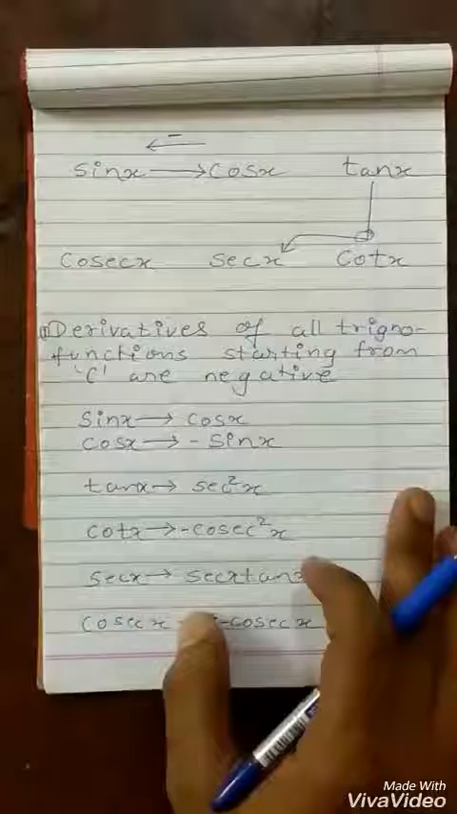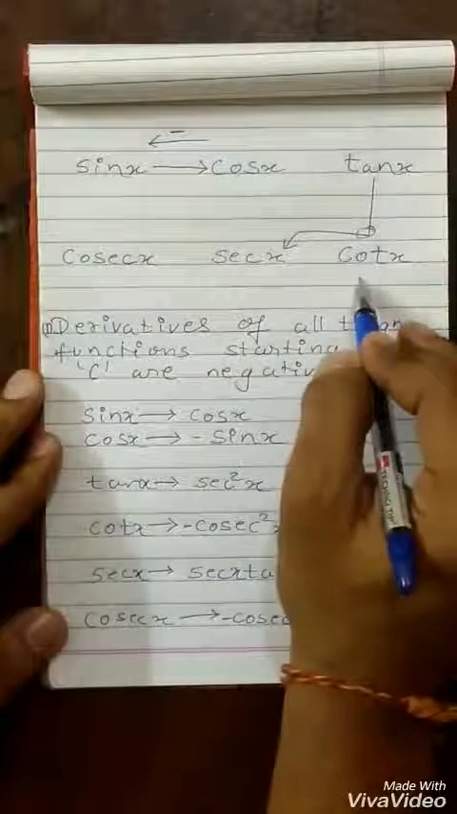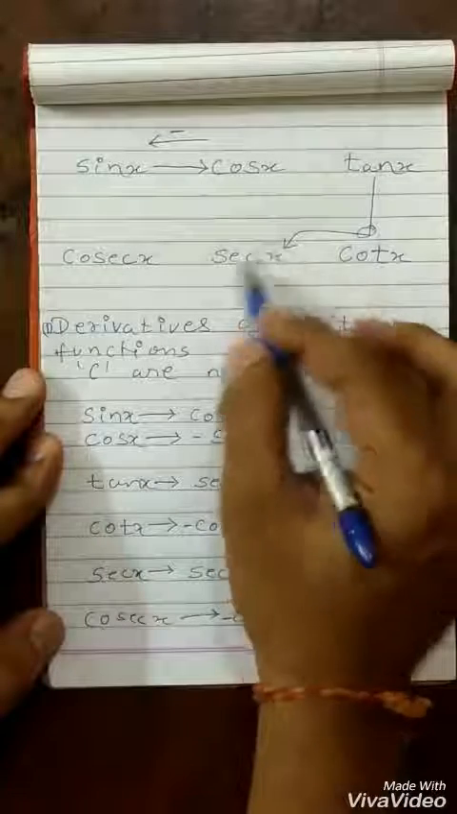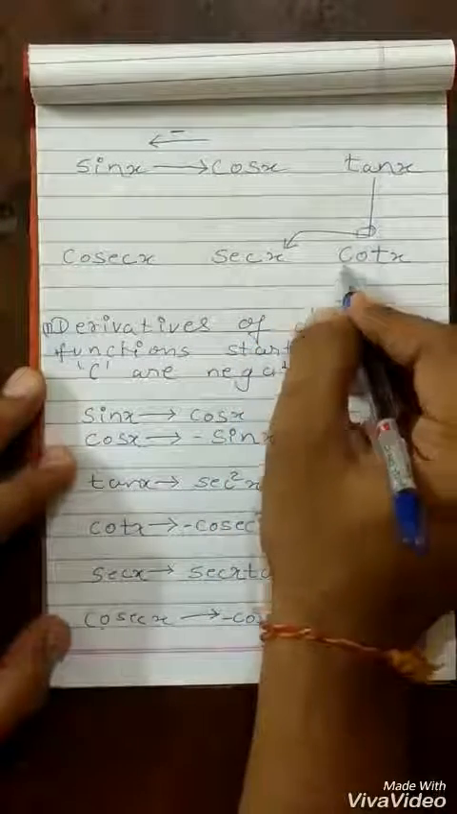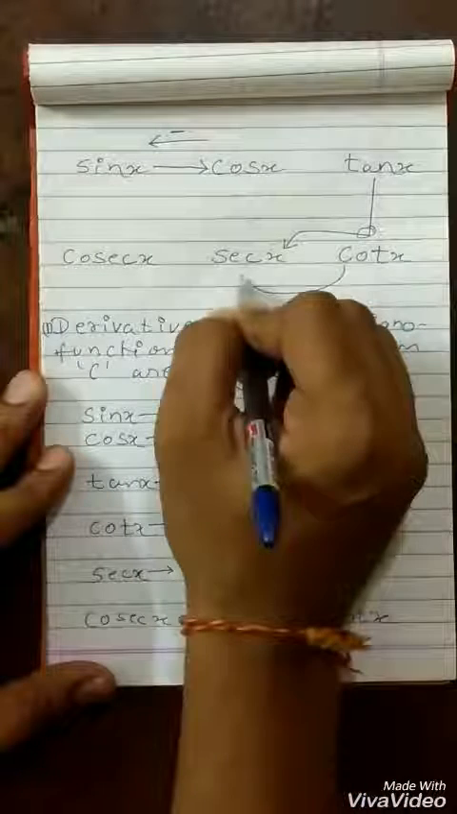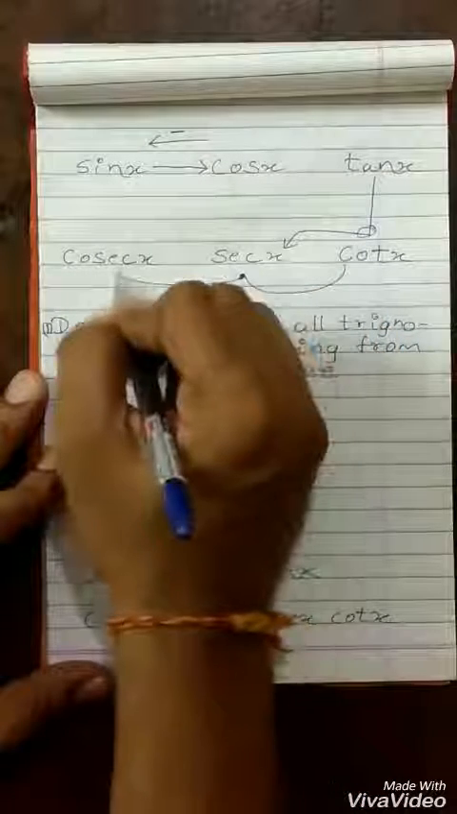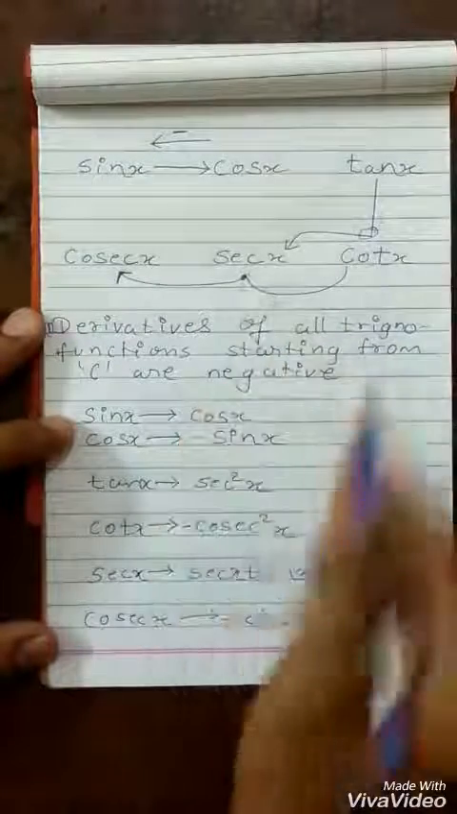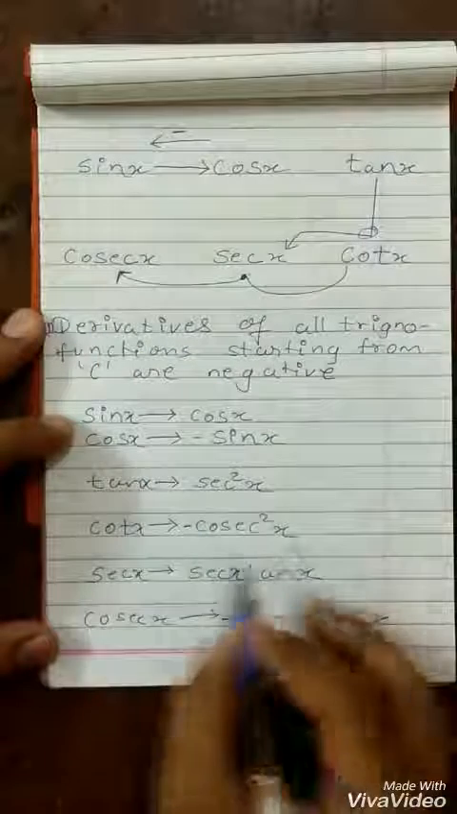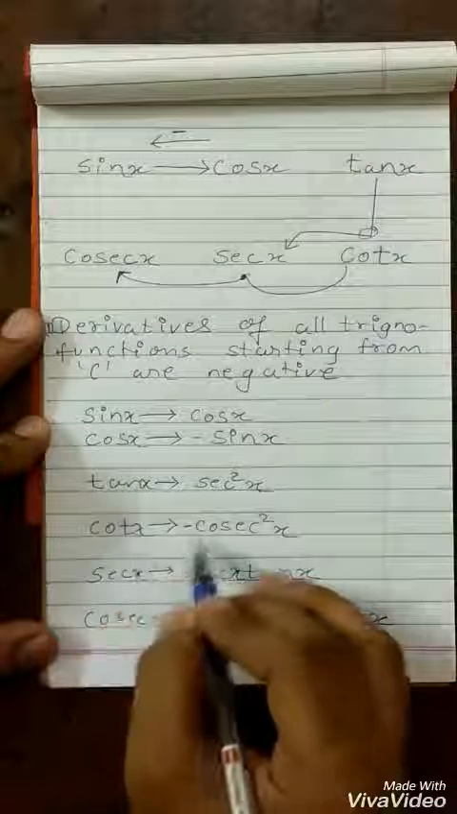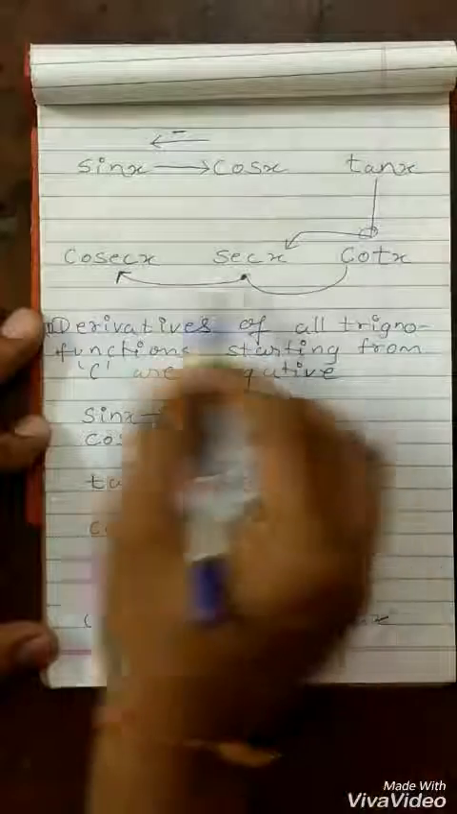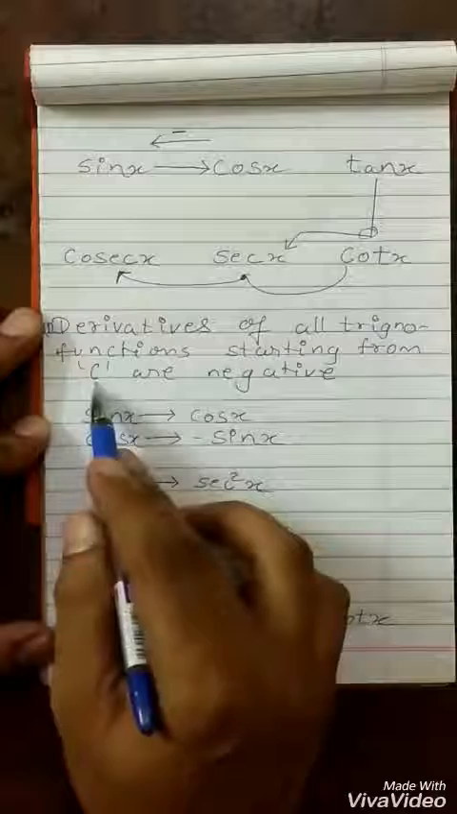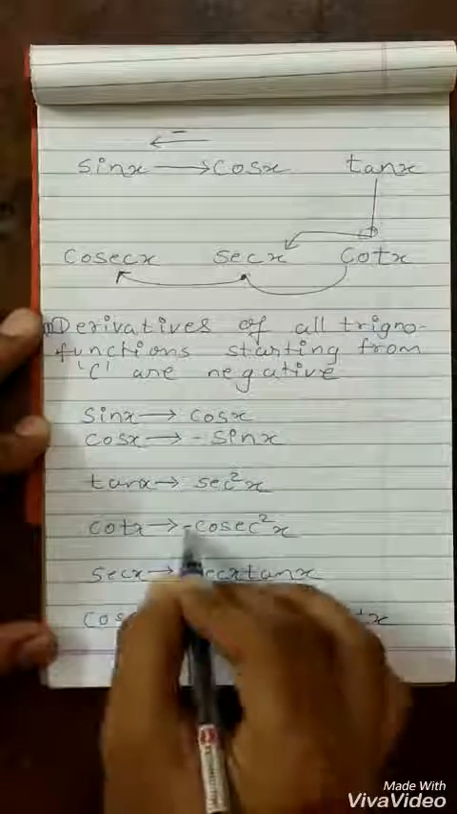So the next function is cot x. Now cot x tries to go to the next function, that is sec x, but it is already occupied by tan x. So what cot x does is, it skips sec x and goes to cosec x. Now again, because it has skipped one, we add a square, and the next function is cosec x. So the derivative of cot x is cosec square x. And because it starts with c, we add a negative sign.